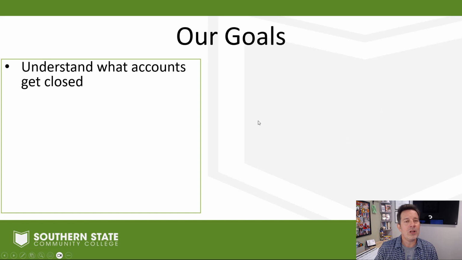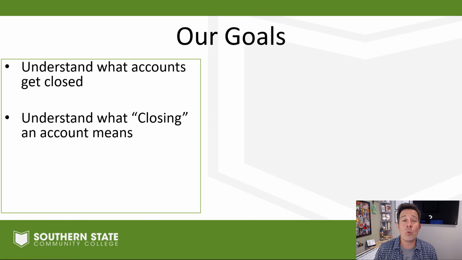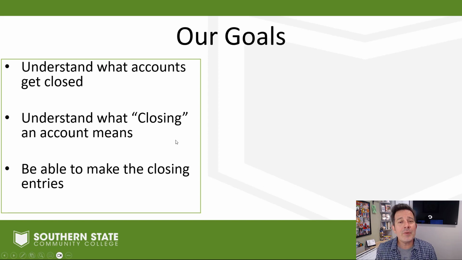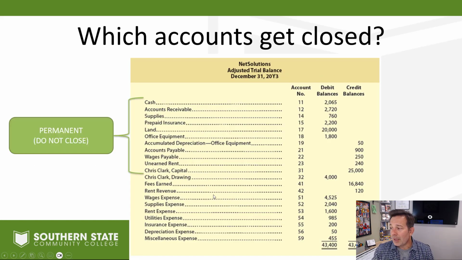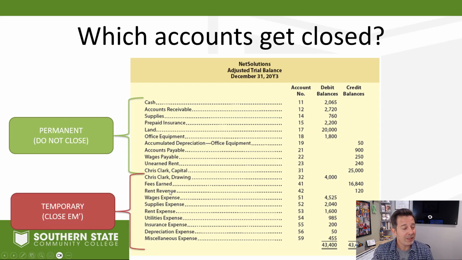So our goal in our video, we need to understand what's going to get closed out. We need to know what closing an account means. And then we need to be able to make the entries to make closing happen. So we look at that adjusted trial balance here and we think about what gets closed out. Again, permanent accounts, our balance sheet accounts, do not get closed. They live on and on and on. Our income statement accounts and that drawing account, we close them. They're temporary. And so we need to close out drawing, our revenue accounts, and all the expense accounts.